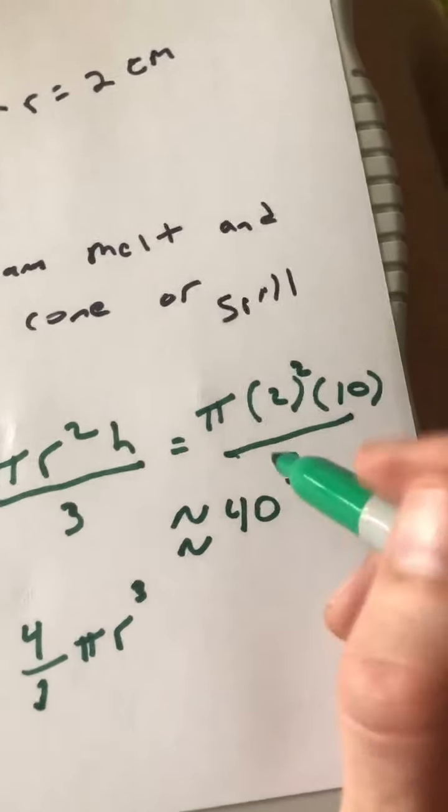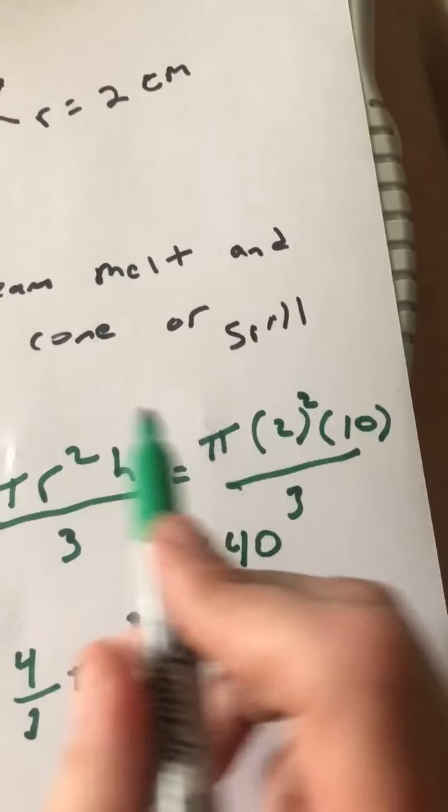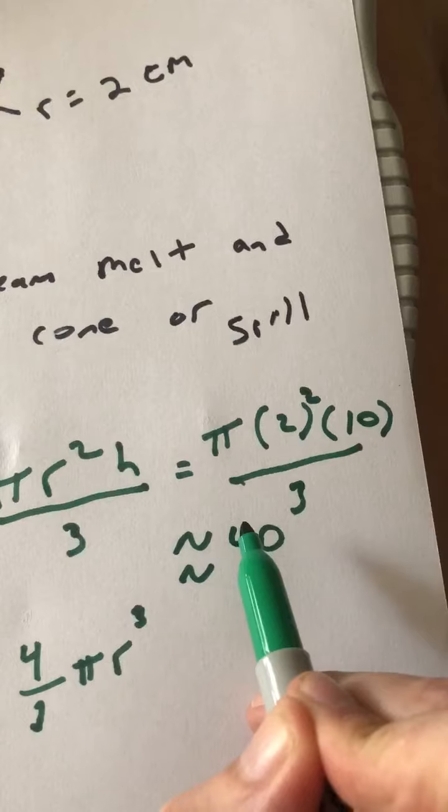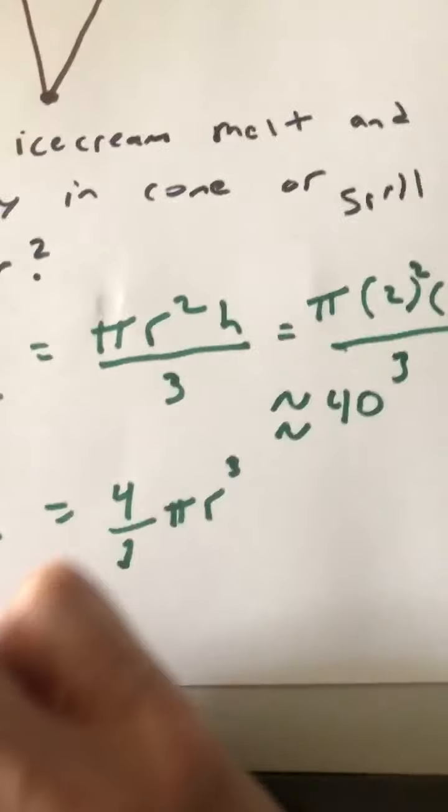That's a rounding because I don't have a calculator right now, but I'm going to assume that the pi and the 3 are about the same, and it's going to be about 40. Again, that's a rounding. Okay?